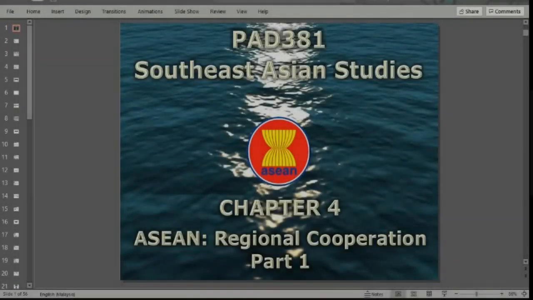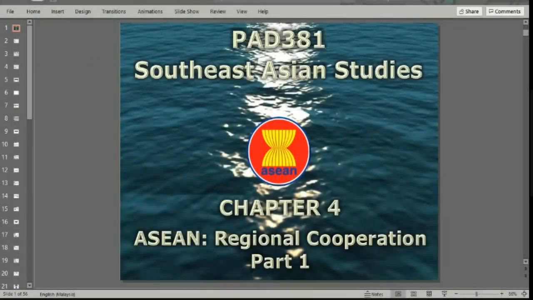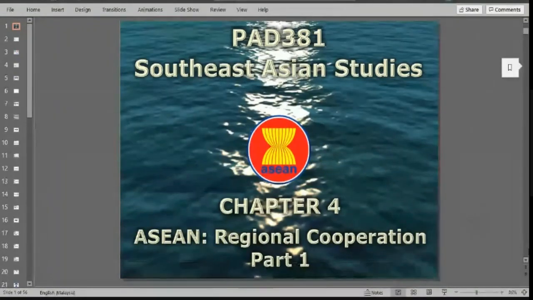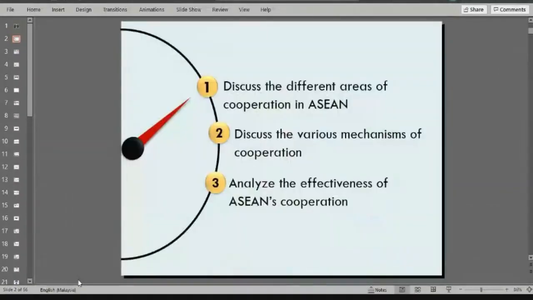Right, so let's go straight into our next chapter, which is on ASEAN regional cooperation. So the objectives for chapter 4 are, of course, to be able to discuss the different areas of cooperation in ASEAN, again referring to the three areas of political-security, economic, and socio-cultural cooperation.